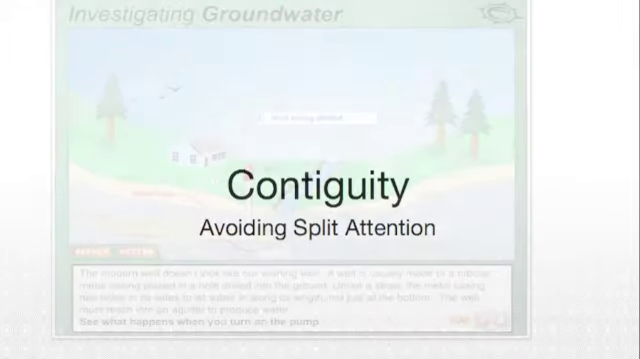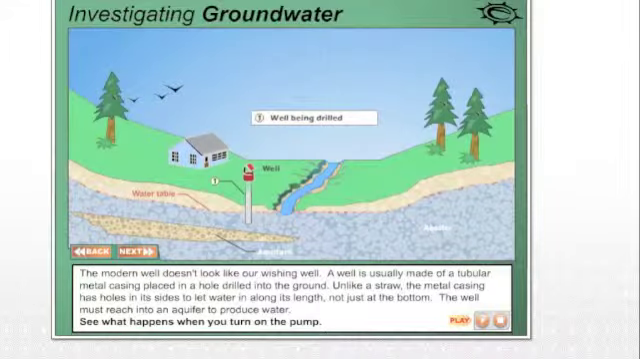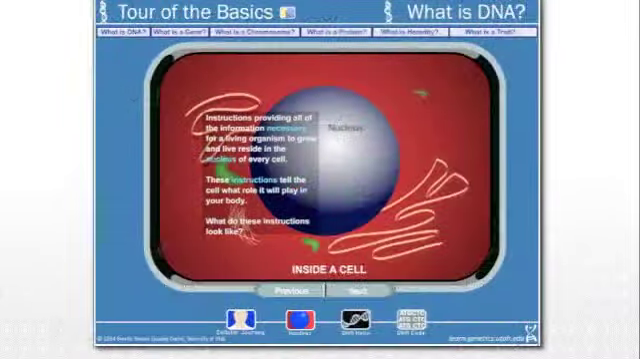Contiguity. The effects of this split attention effect can be reduced by clearly associating the two media elements. If the designer were to position the text in close proximity to the graphic, the connection between the two would be more easily apparent. The close association between the text and imagery is called contiguity.